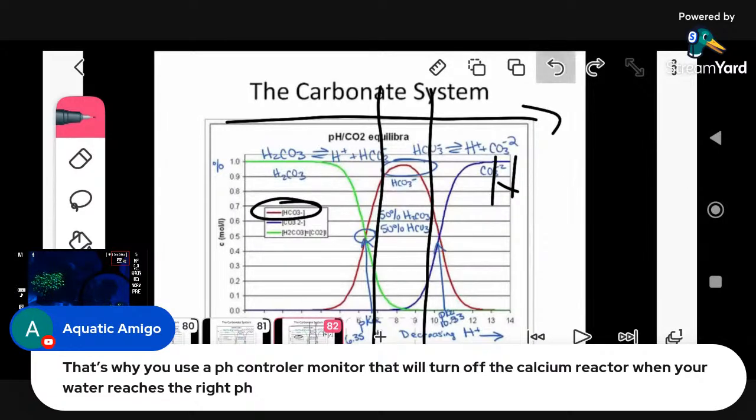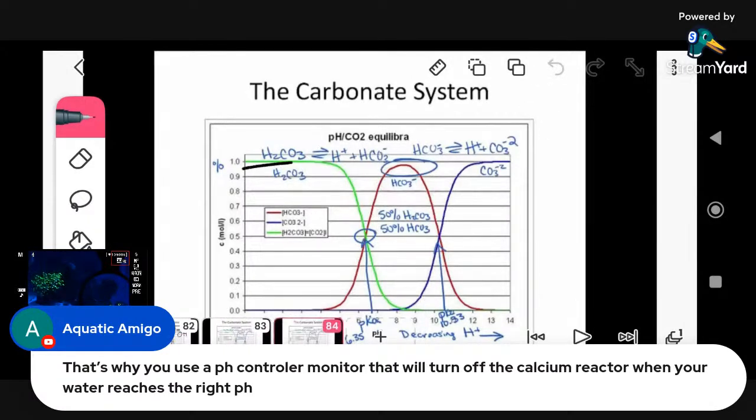I'm just gonna put OH. So you need to add a strong hydroxide to pick up the pH of the water. Going this way, when you add this strong hydroxide, you're going from carbonic acid down to 0. And then when you add the kalkwasser, you're making bicarbonate in the water.